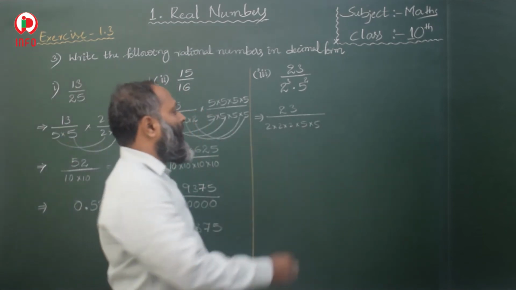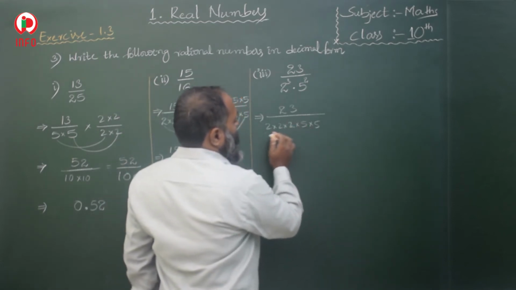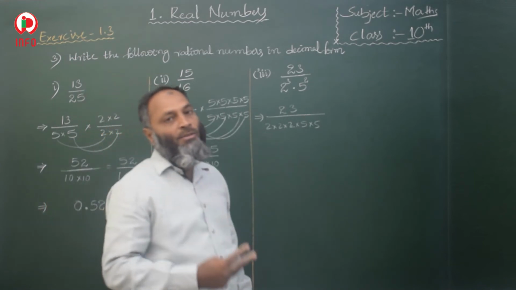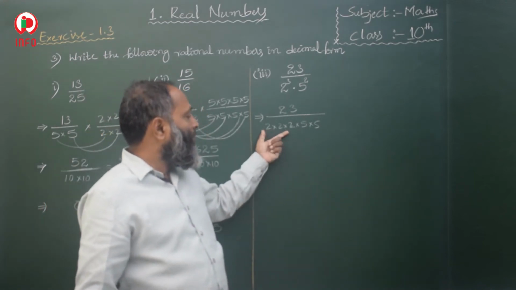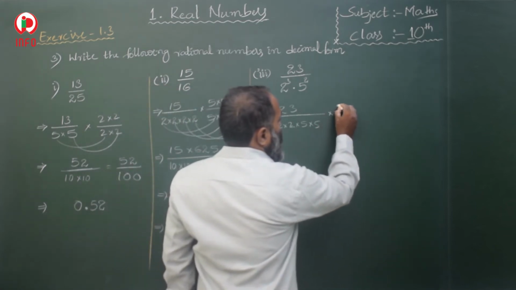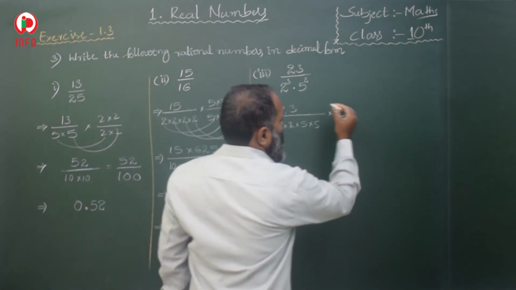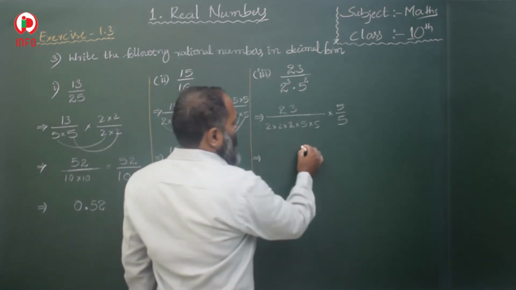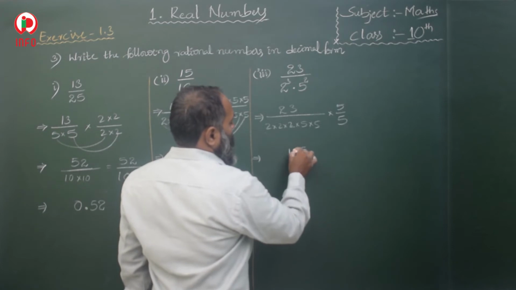So here to equal the number of 2's, how many 2's do we have? 3. Here 2 5's. So we make equal 5's and 2's. To make equal 2's and 5's, 1 more 5 we need. So we should multiply numerator and denominator with 1 5. Okay. Now 23 5's are 115.